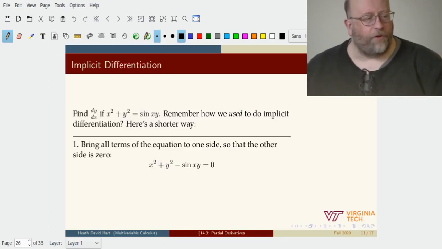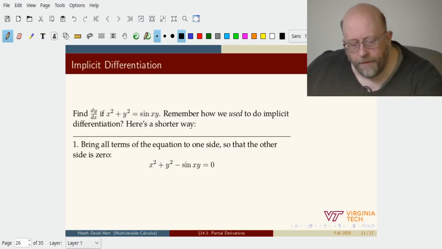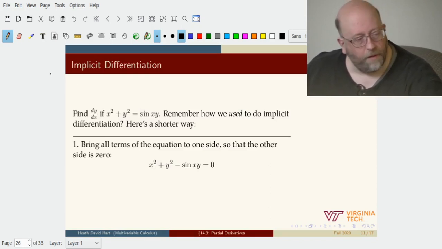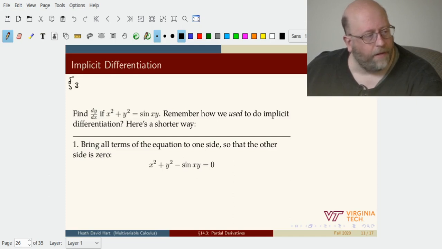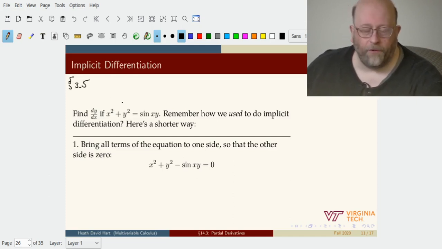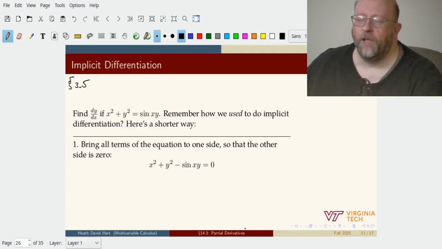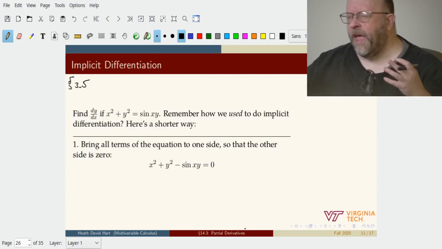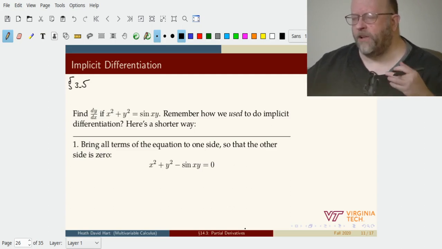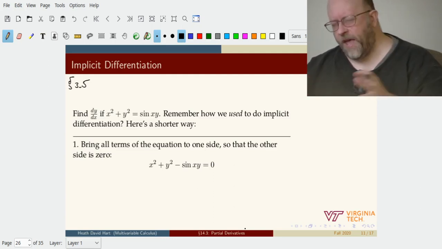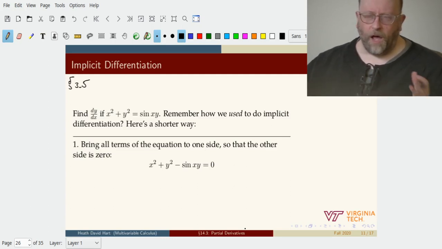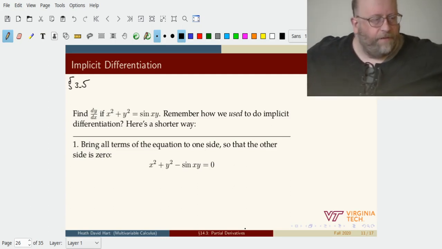Let's look at implicit differentiation. Back in section 3.5, in single variable calculus, we did implicit differentiation, and there was a whole process to it. We had to take the derivative on both sides. Every time we encountered a y, we had to put a y prime or a dy dx at the end of that term. Then we had to separate out all the dy dx's and factor and solve. Oh, it was a lot.